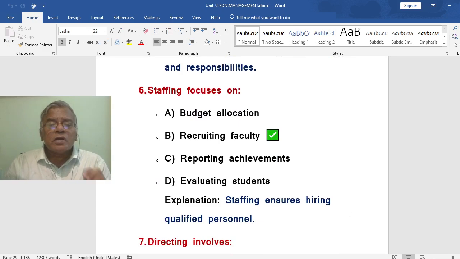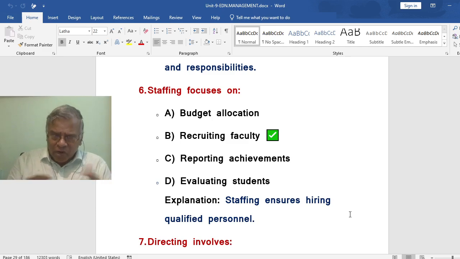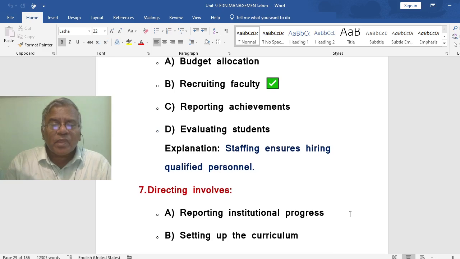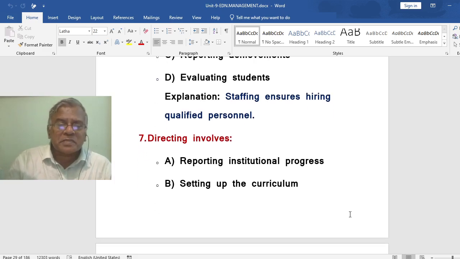Staffing focuses on recruiting, the policy for recruiting faculty. So staffing faculty, so the principles, how to apply, how to conduct the interview. I mean, what is the mode of interview? How to select people from so many hundreds of people. Staffing ensures hiring or appointing qualified personnel.